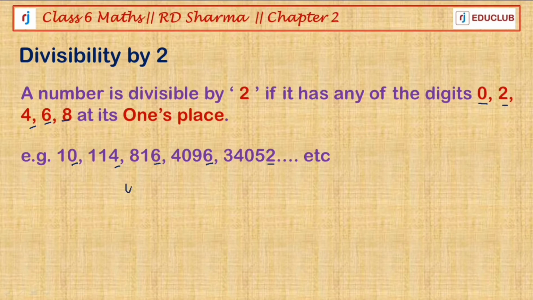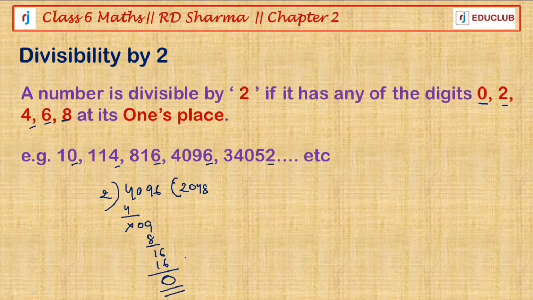We can check it also. 4096, we will divide it by 2. 2 twos are 4. 0, take 0. 9, 2 fours are 8, 1. 6, 2 eights are 16. Remainder 0. So it is divisible. This is divisible by 2. It has 6 at the ones place. Similarly, other numbers that have 0, 2, 4, 6 and 8 at the ones place, that number is divisible by 2.